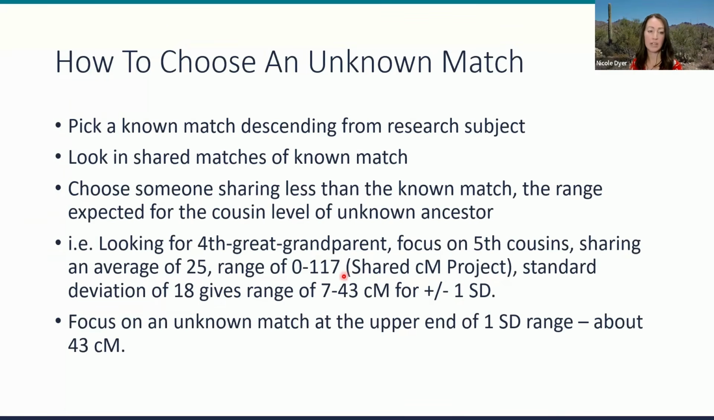So what is a common range for someone sharing fourth great grandparents? That would be maybe using the standard deviation of 18, adding that and subtracting that from the average to get a tighter range. So maybe a range of 7 to 43 centimorgans for what an average fifth cousin might share, which would be plus or minus 1 standard deviation from the average. If we look for a cousin in that range, when we're looking for a fourth great grandparent, then maybe we will find a good unknown match who has a tree that we can't find a common ancestor in, to use for our unknown cluster.